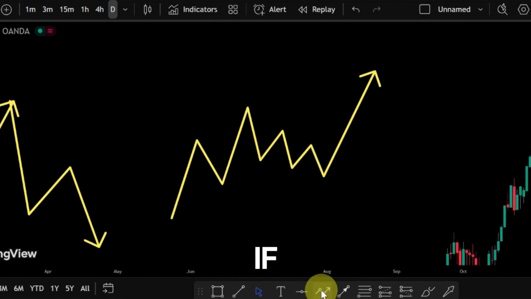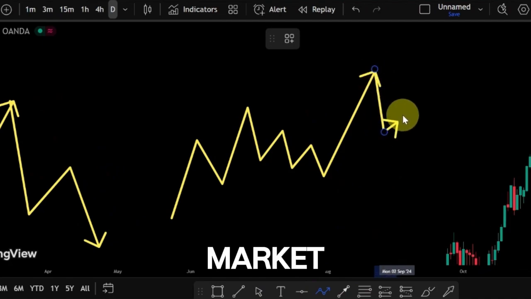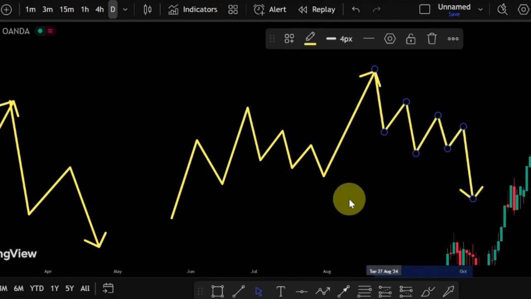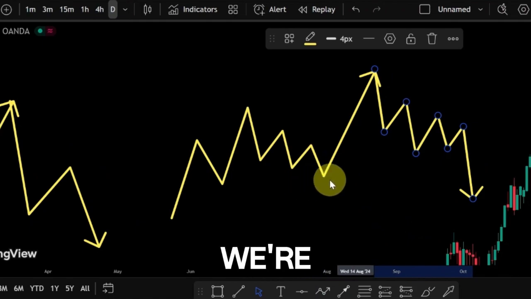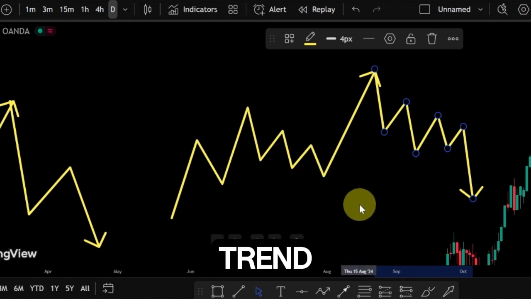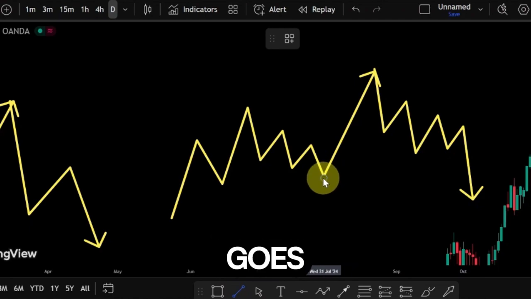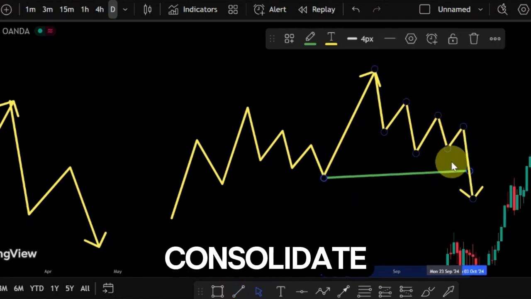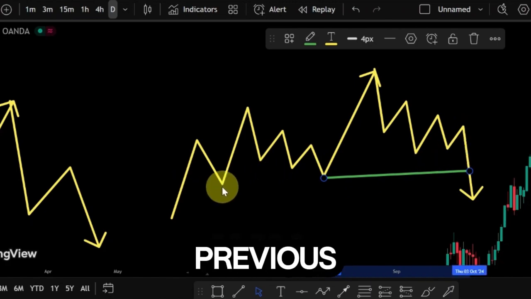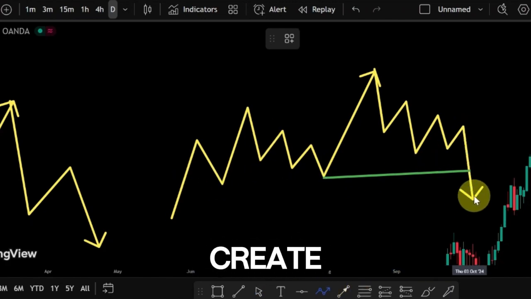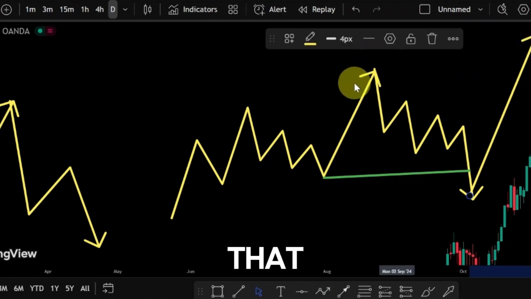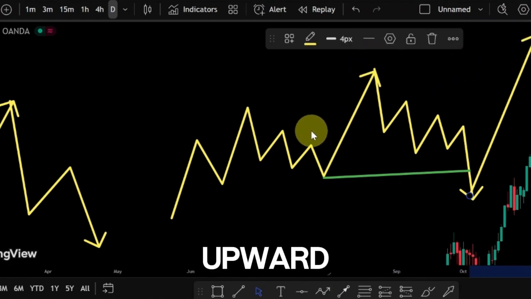So if in this scenario market consolidates and probably goes below the previous lower high, you can see that we are now in a downward trend because market goes below the previous swing low. But if market consolidates and does not go below the previous swing low, but instead creates a new high that is higher than the previous high, we say that we are still in an upward trend.